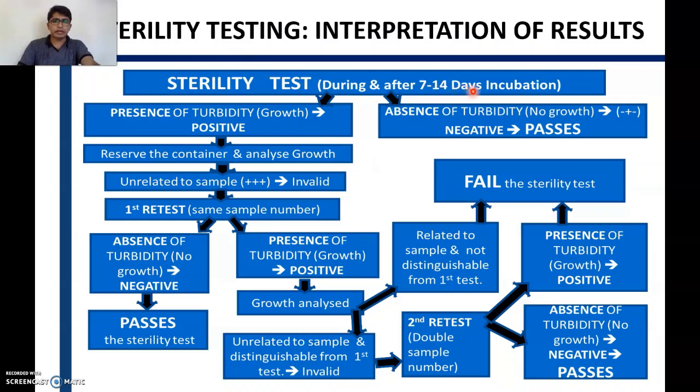So during and after 7 to 14 days of incubation, there are two possible observations: either there is absence or presence of turbidity. Absence of turbidity indicates no growth. After considering the positive and negative controls, if there is a negative result for the test sample, a positive result for the positive control, and a negative result for the negative control, it indicates the sample passes the sterility testing.